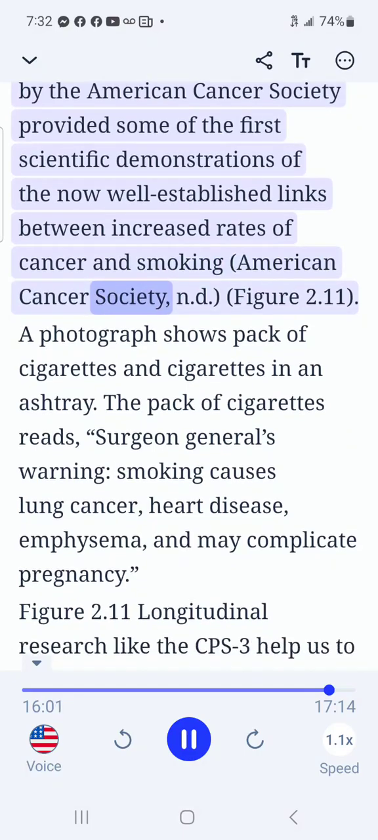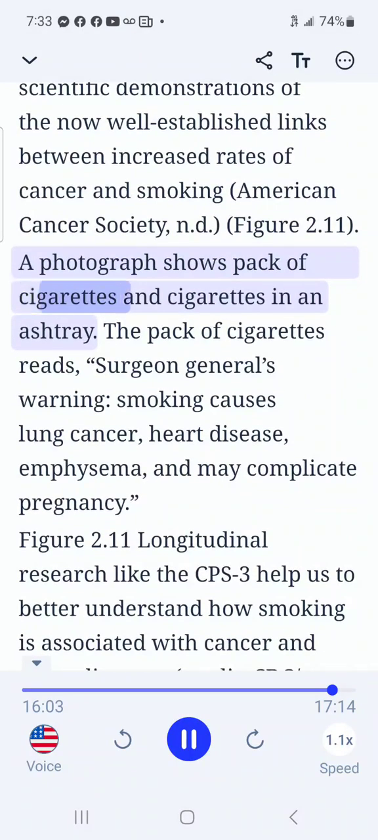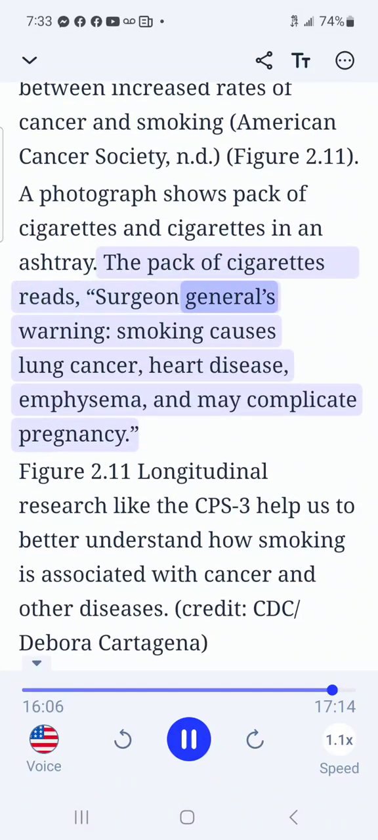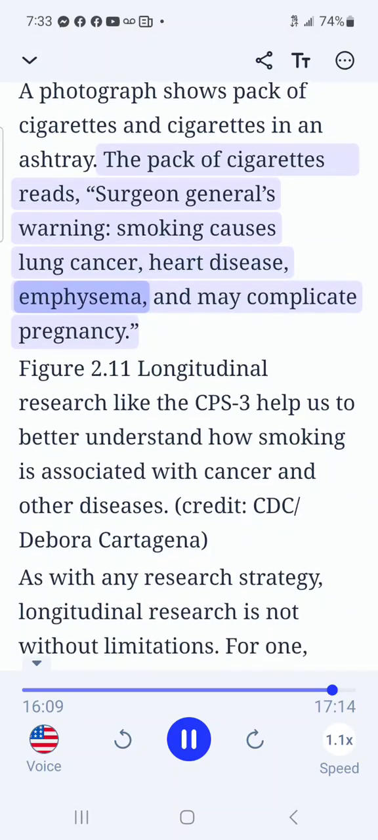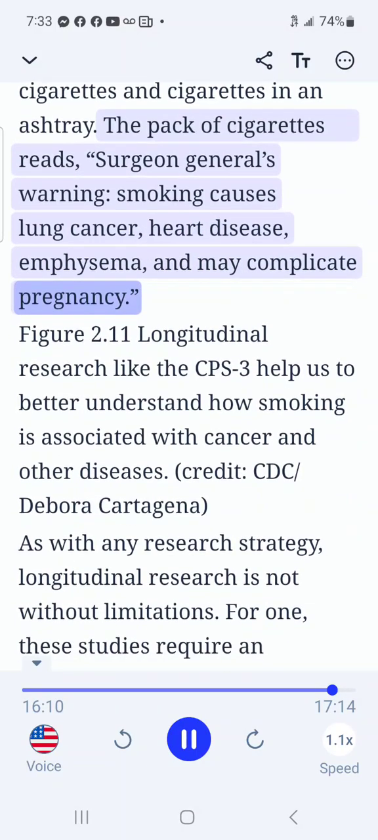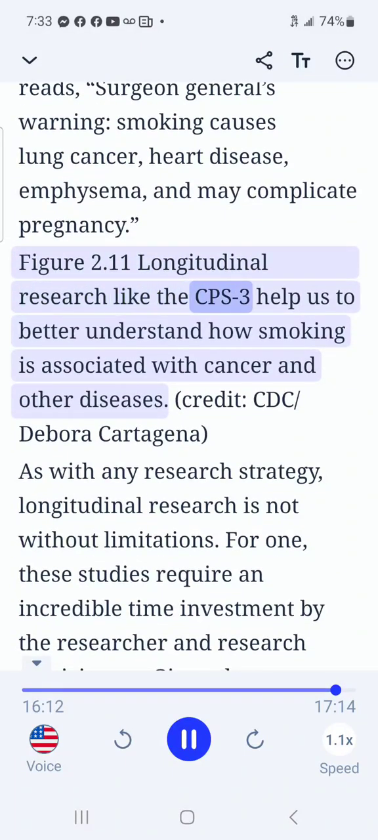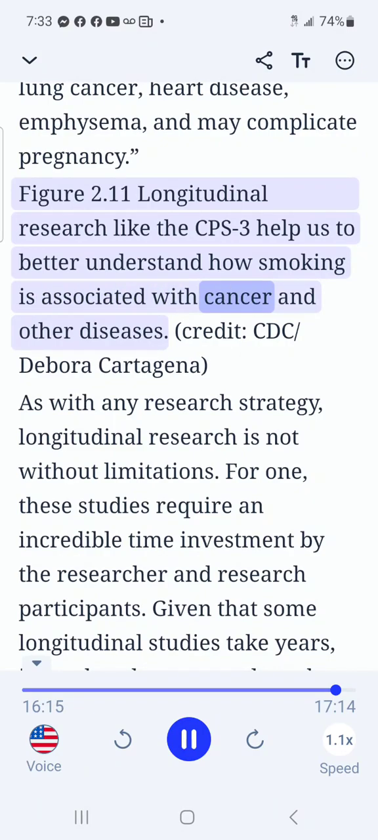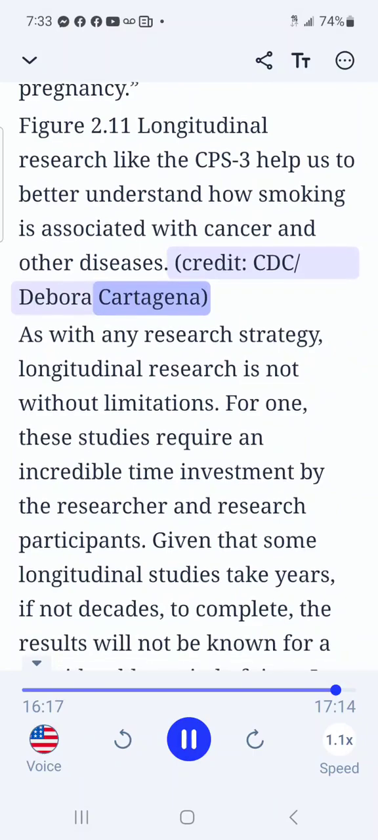(American Cancer Society, N.D.) Figure 2.11: A photograph shows a pack of cigarettes and cigarettes in an ashtray. The pack of cigarettes reads, Surgeon General's warning: Smoking causes lung cancer, heart disease, emphysema, and may complicate pregnancy. Longitudinal research like the CPS-3 helps us to better understand how smoking is associated with cancer and other diseases. Credit: CDC, Deborah Cartagena.